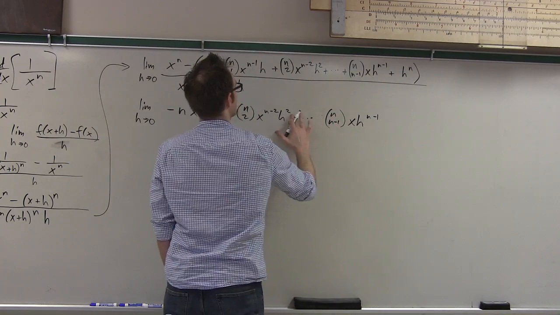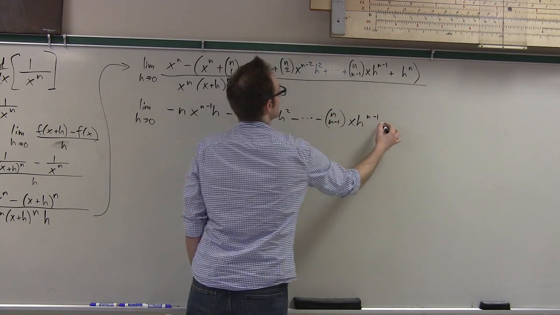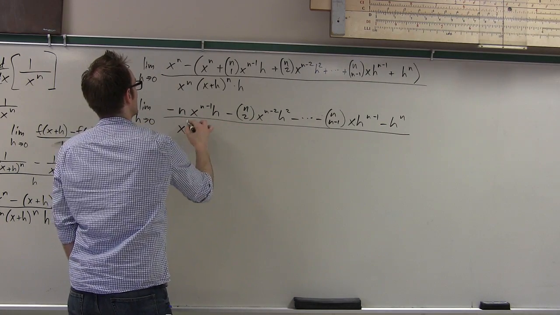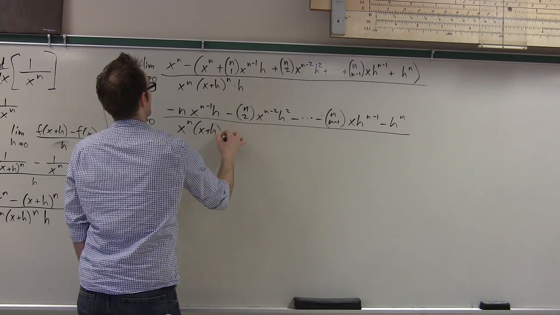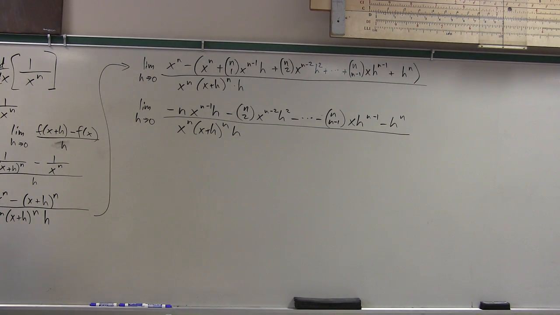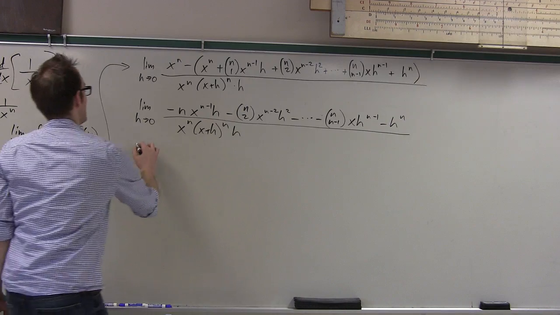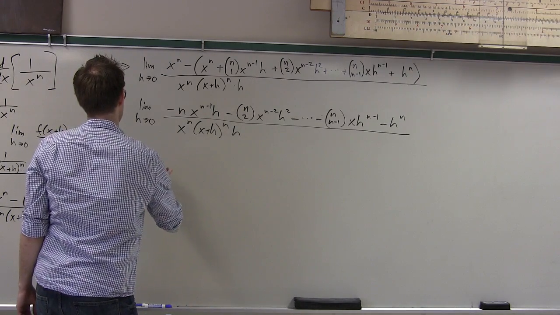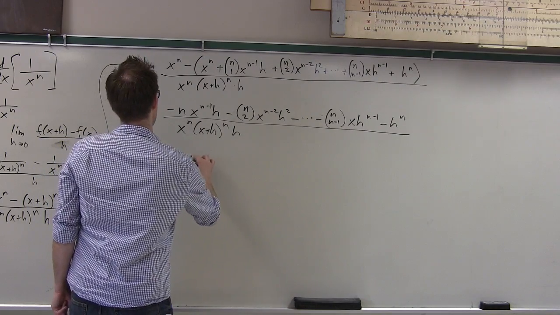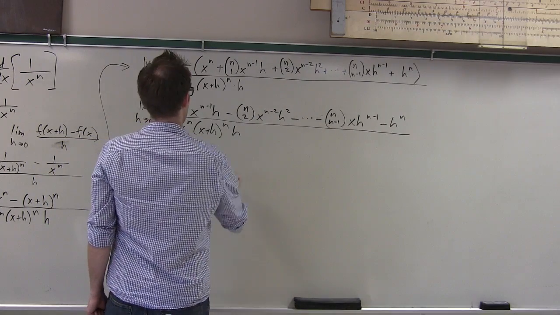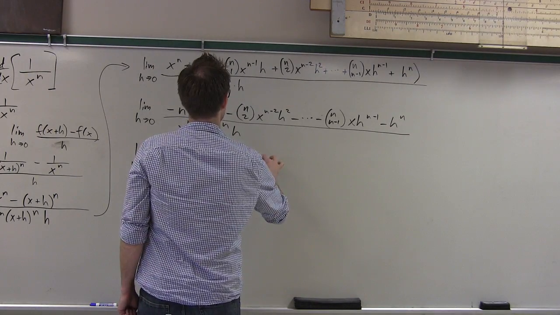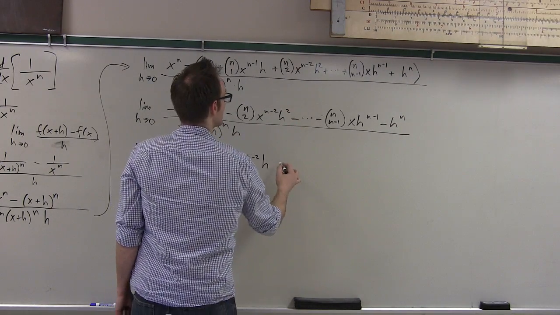These should all be negative, minus, minus, minus h to the n. But now I can divide by h, right? Should have just done that all in one step. I can now divide through by h, and I get something kind of simpler. So the limit as h goes to 0 of negative n x to the n minus 1, minus n choose 2 x to the n minus 2. Now I divide the h by 1.